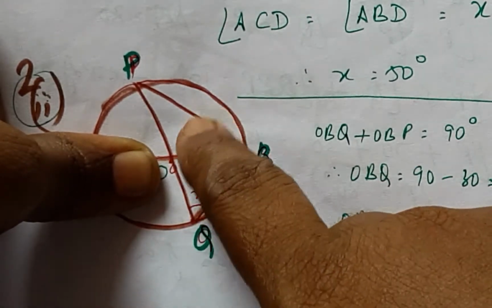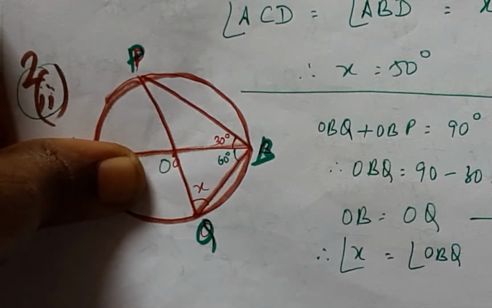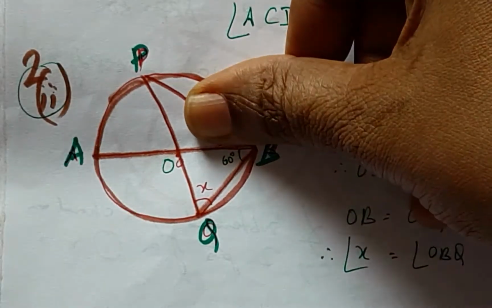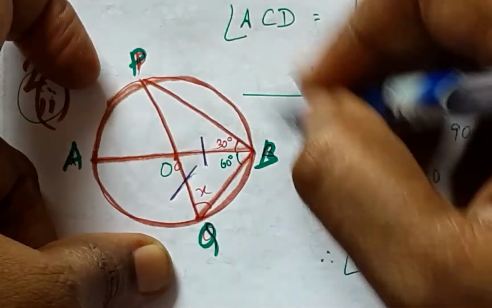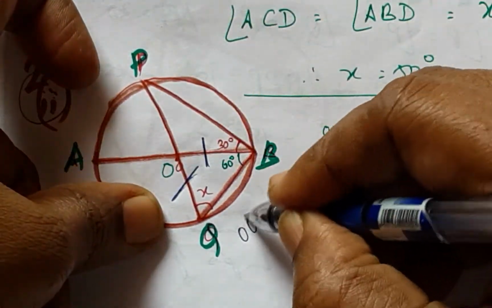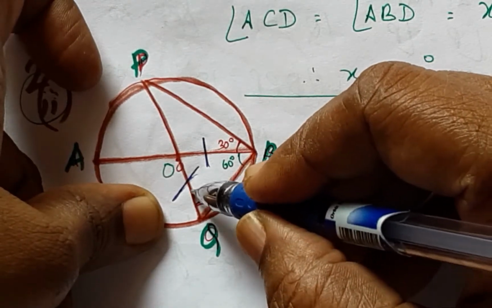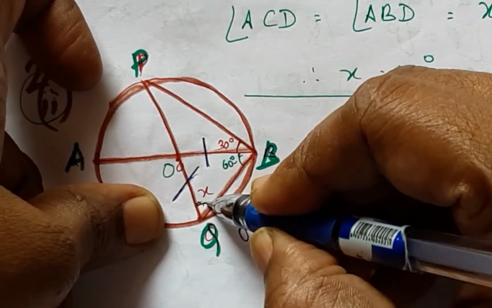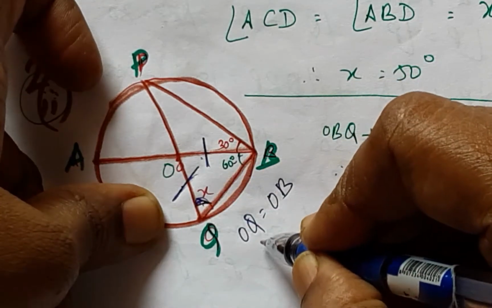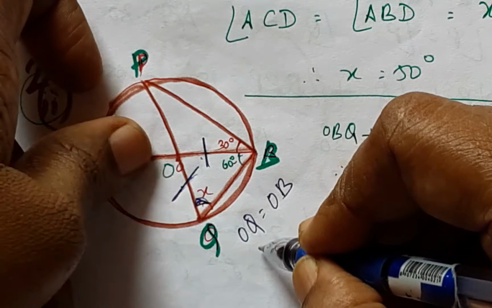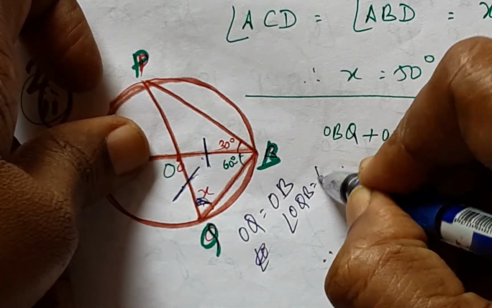And now once this 90 has been achieved, once this 60 has been achieved, we know that OQ and OB are radii of the same circle, therefore they are equal. OQ equals OB, and therefore these two base angles will be equal because angles opposite the equal sides are equal. Therefore this angle OQB is 60 degrees.